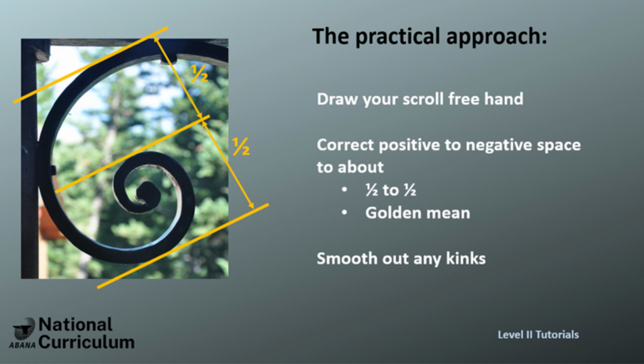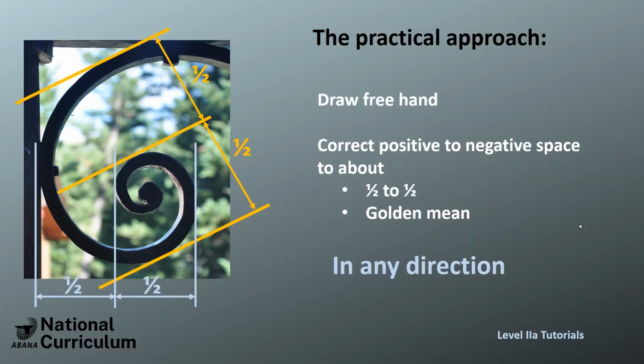After you corrected your spiral or your scroll that way, you look if there's any kinks in it and smoothen those out, and then you probably have something that looks pretty good. But here comes the interesting part. If you do the measurement in a different direction, for instance, my blue lines here, you still get 1/2 to 1/2. And you can do on my spiral here any direction, and you always get 1/2 to 1/2. And that's the nature of the logarithmic spiral.